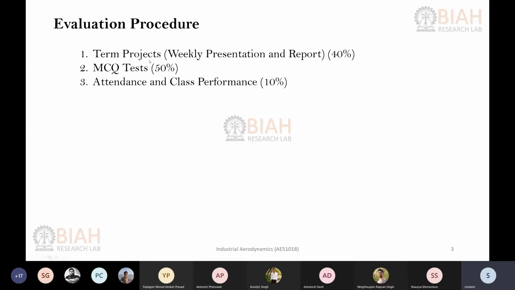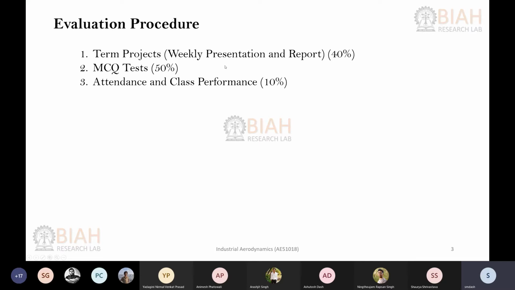I'll divide all of the students into several groups, and the term papers will be given to them. Now instead of giving a weekly assignment, I will give you a specific term project that you can start from the very beginning, and we will discuss your progress on a weekly basis. That will be evaluated through presentation and report.